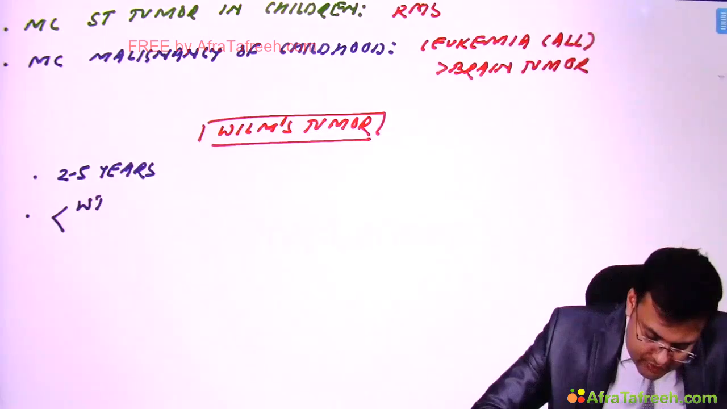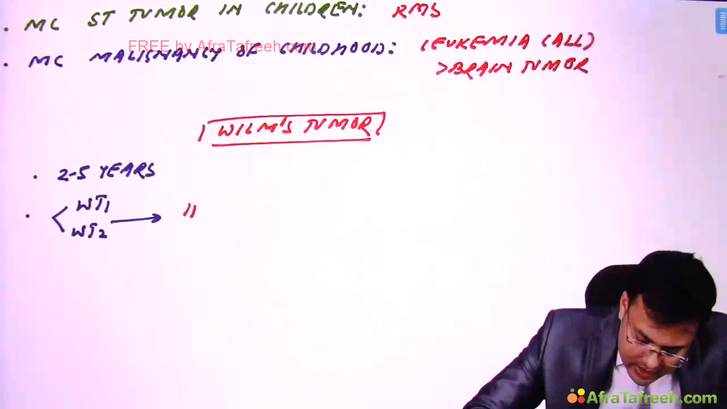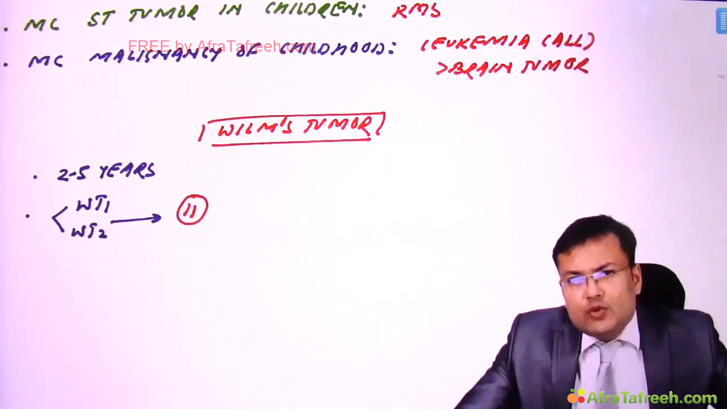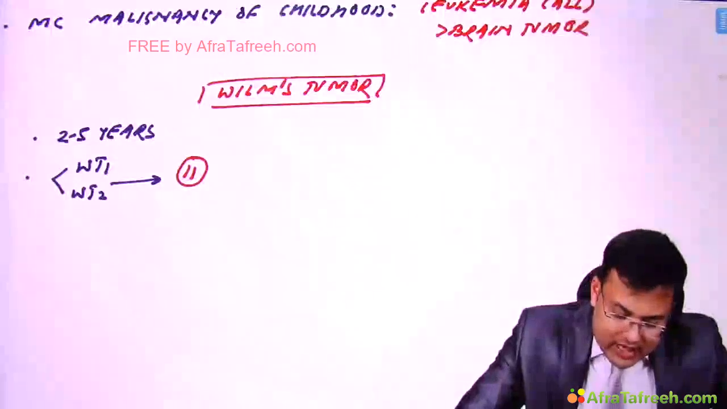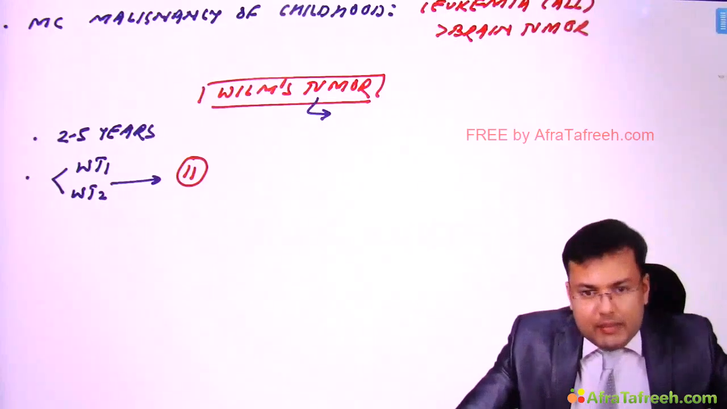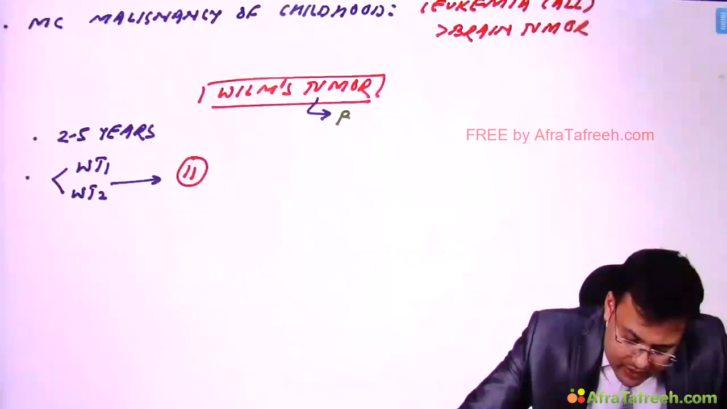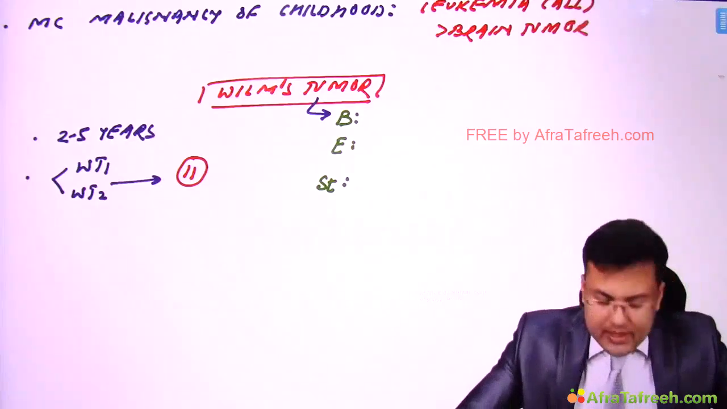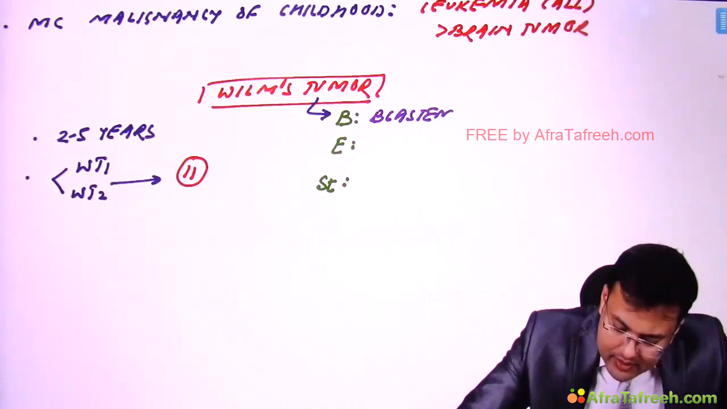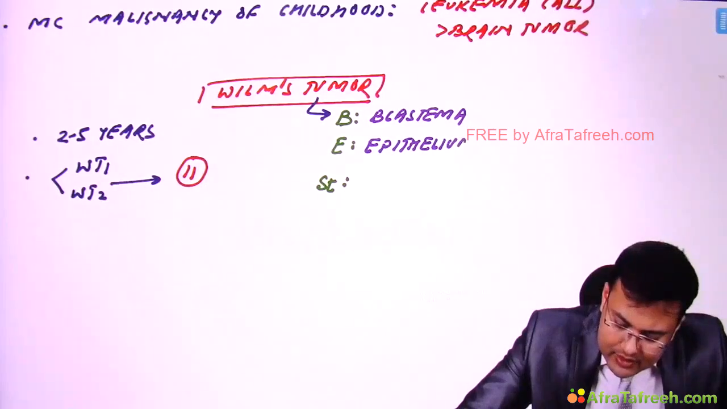Genes WT1 and WT2, and both of these genes are located on chromosome number 11. Generally, this Wilms tumor is unilateral. There is one question which is asked in pathology: what are the three components of Wilms tumor, and how can you remember them? The mnemonic is BEST. B means blastema, E means epithelium, and ST means stroma.